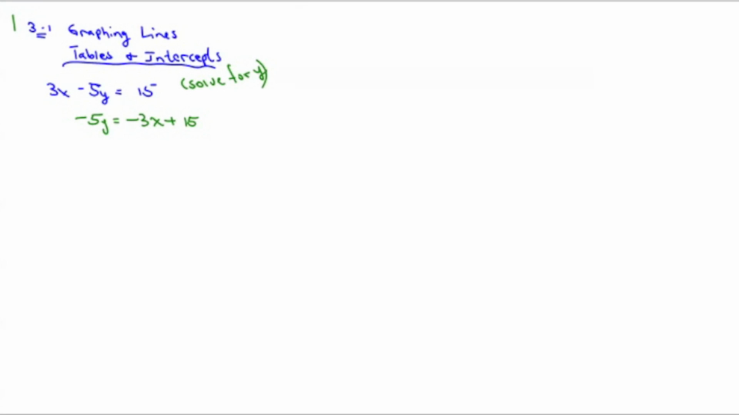Okay. Next step. Divide everything by negative 5. So divide everybody by negative 5. I like doing it to each individual term. That way I don't have to worry about the distributive property. All right, so we're going to get y equals.